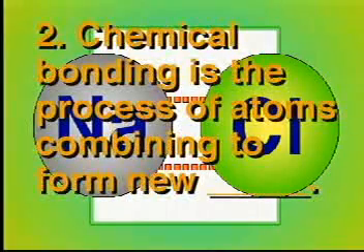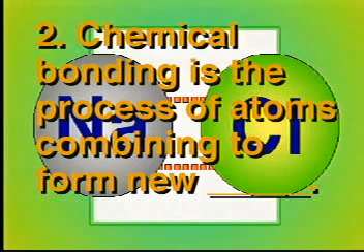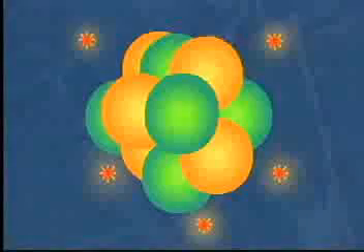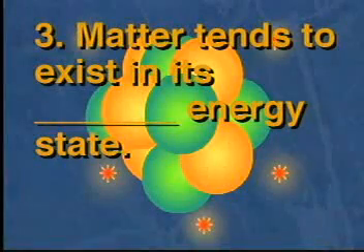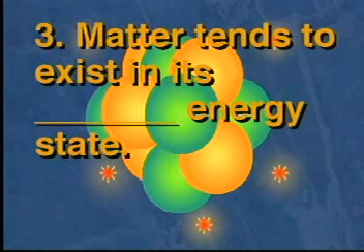Number 2. Chemical bonding is the process of atoms combining to form new substances. Number 3. Matter tends to exist in its lowest energy state.